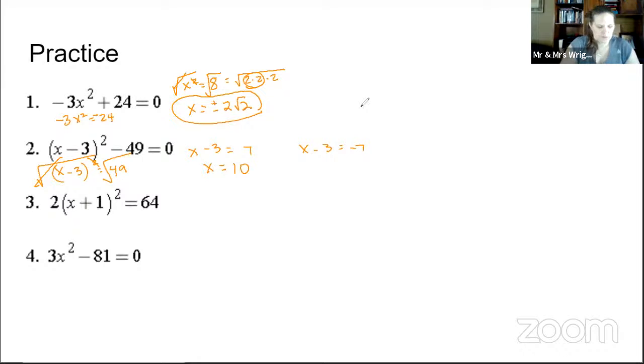So now I'm going to add 3 to this. So negative 7 plus 3 is going to be negative 4. So x is negative 4. So my 2 answers in this case are going to be x equals 10 and x equals negative 4.